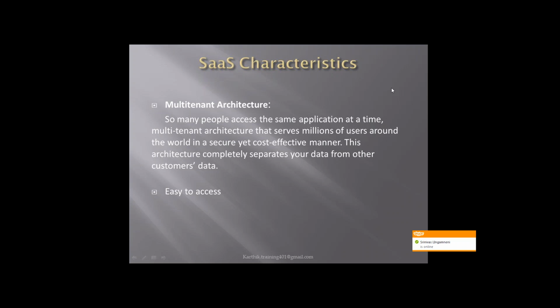Remember, guys, what is meant by multi-tenant architecture? Multi-tenant architecture is nothing but so many members accessing the same application at a particular time. And next, guys, here I specified that our SaaS applications are very easy to access. What is the reason, guys? Any idea why I specified SaaS applications are very easy to access? Any idea? Anyone?